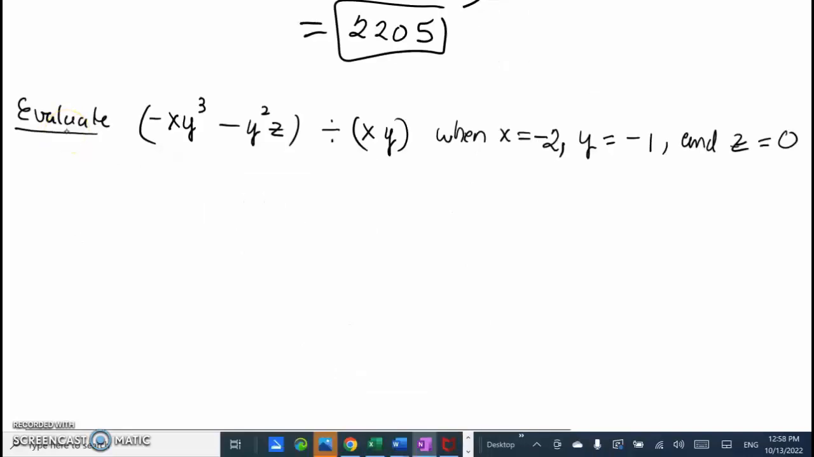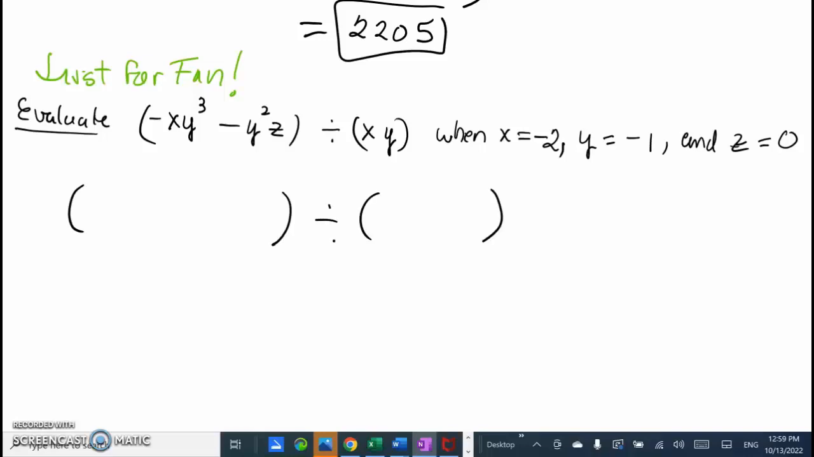Okay, for this problem right here, why don't you try pausing your screen and coming back and checking your answer? Okay, we're back. All right, this is a little complicated. I'm going to make a note that every time it's a little difficult, I'm going to call it just for fun. That's exactly what it is. Okay. So let's see what we have. I'm going to put in this first set of parentheses, put the division sign, and then put in the next set of parentheses.